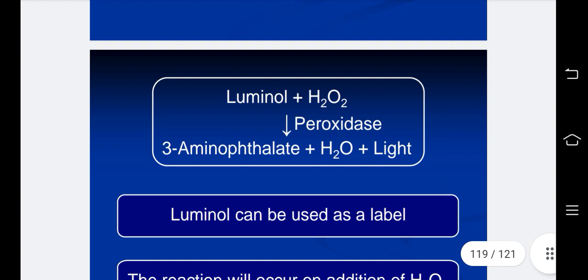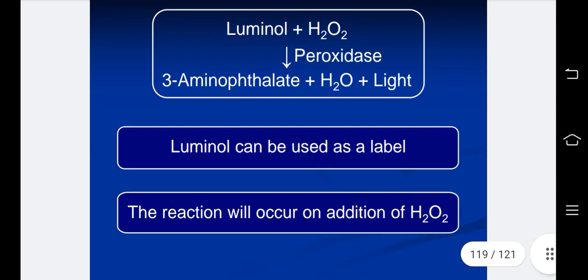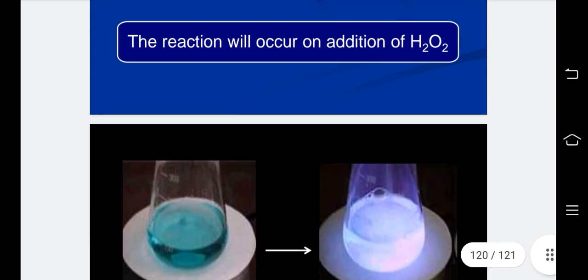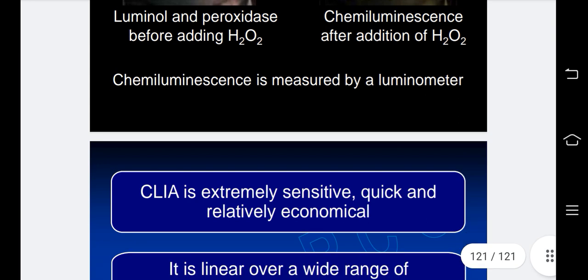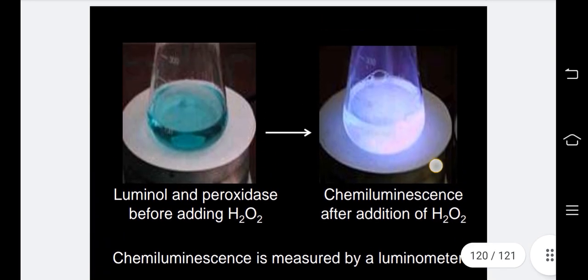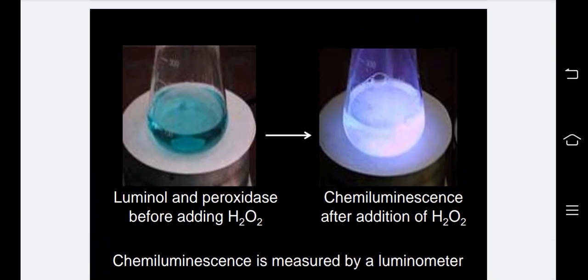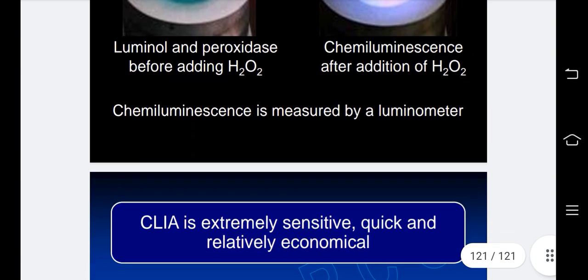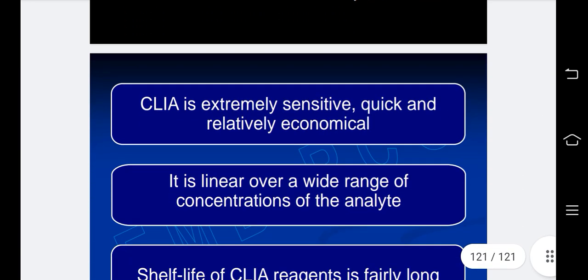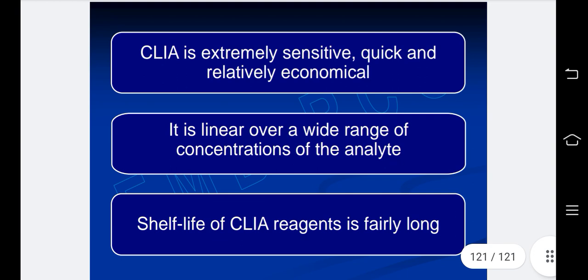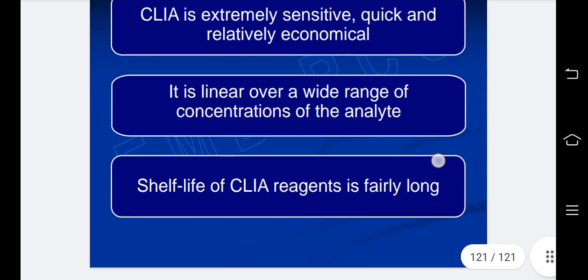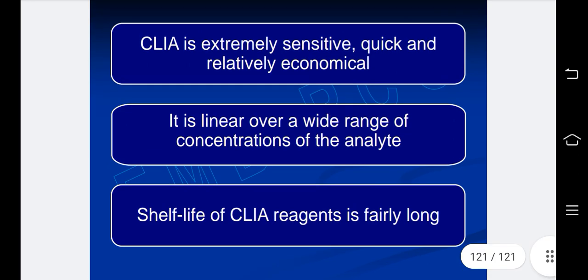Luminol plus H2O2, with peroxidase, gives 3-aminophthalate, H2O and light. Luminol can be used as a label. The reaction will occur on addition of H2O2. Luminol and peroxidase before adding H2O2. Chemiluminescence after adding H2O2. Chemiluminescence is measured by a luminometer. This is extremely sensitive, quick and relatively economical. It is linear over a wide range of concentrations. The shelf life of the reagents is fairly long.